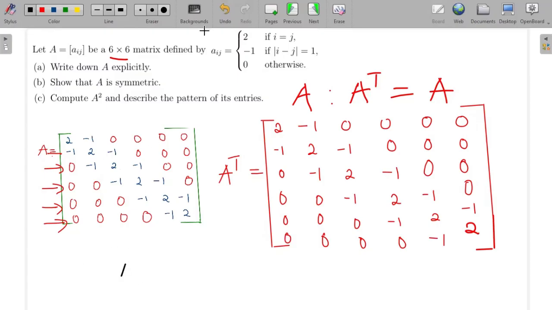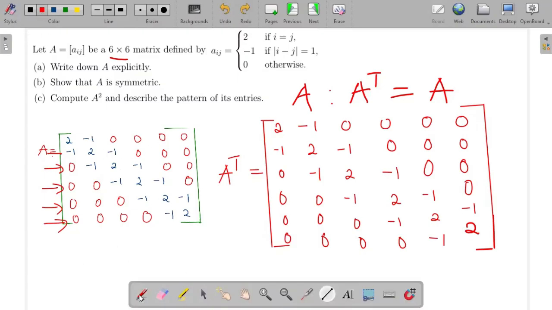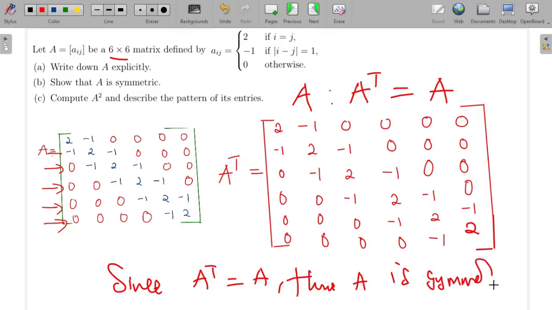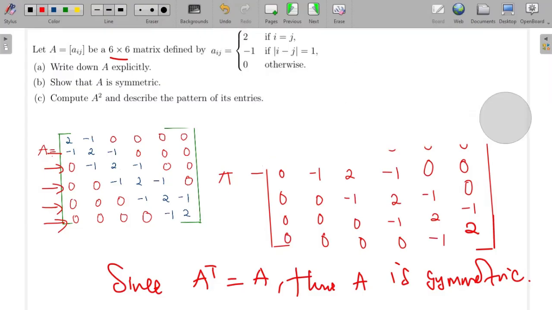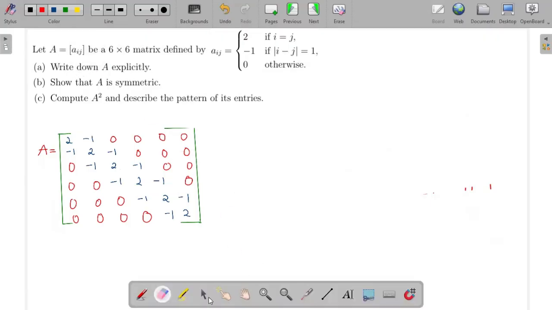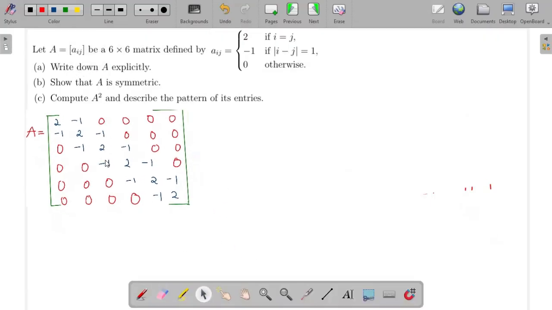So you say since, okay, let me get the pencil. So you say since A transpose is equal to A, then A is symmetric. Okay, and we are done. All right, let's look at part C. So we've shown that it is indeed what? Symmetric. Okay, so now let's look at part C.